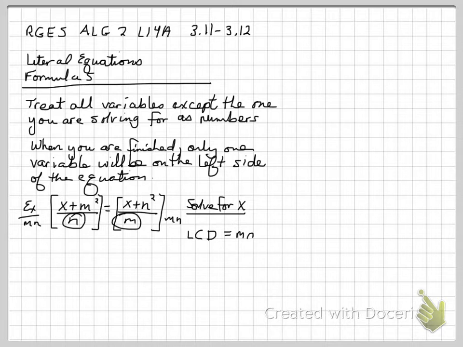Notice in the left side, the n's will cancel out, and I'll get m times x plus m squared. You should feel on fairly familiar territory. This should look a lot like our complex fractions at the beginning. My right side, the m will cancel out, and I'll be left with n times x plus n squared. I will distribute both sides of the equation.